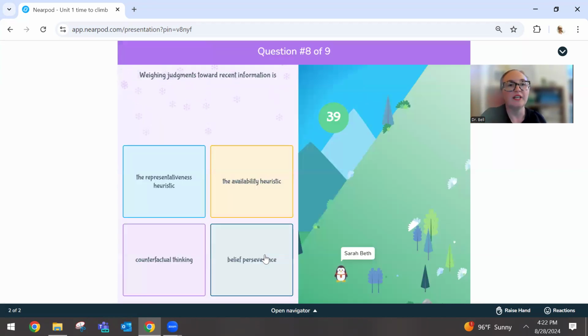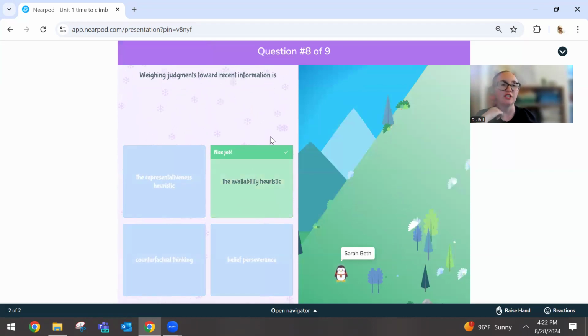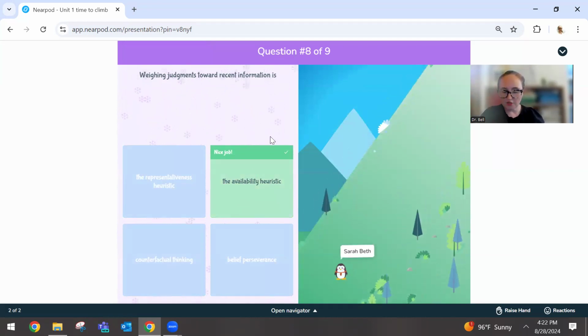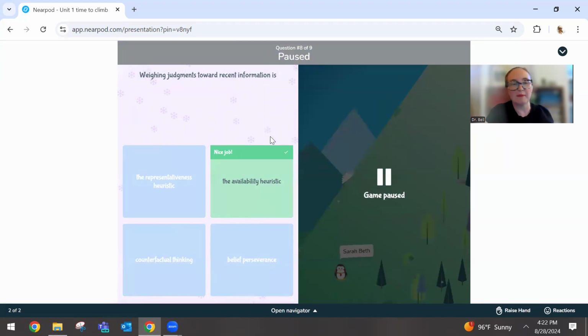Okay. Weighting judgments towards recent information is the representativeness heuristic, the availability heuristic, counterfactual thinking, or belief perseverance? This is the availability heuristic. I always think about it as what's available in my mind. If I heard something recently, it's just available in the front of my mind.